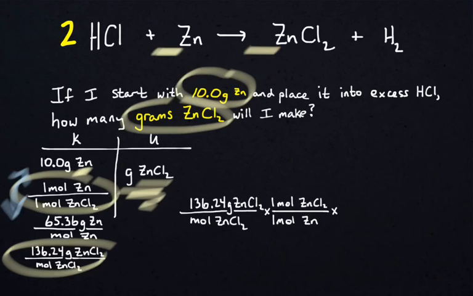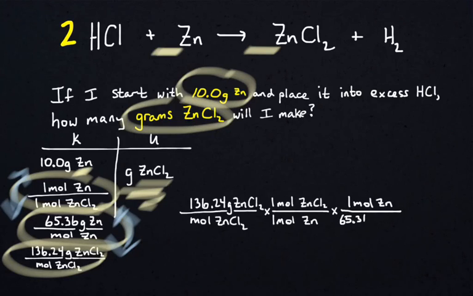Now I need to get rid of that mole Zn on that recent fraction I just wrote down. So I'm going to come over to what I know, and I'm going to look for that unit. Hey, there it is. It's on the bottom. So I'm going to flip it. Why am I flipping it? Because I want to be able to cancel out that unit. So put mole Zn over 65.36 grams Zn.